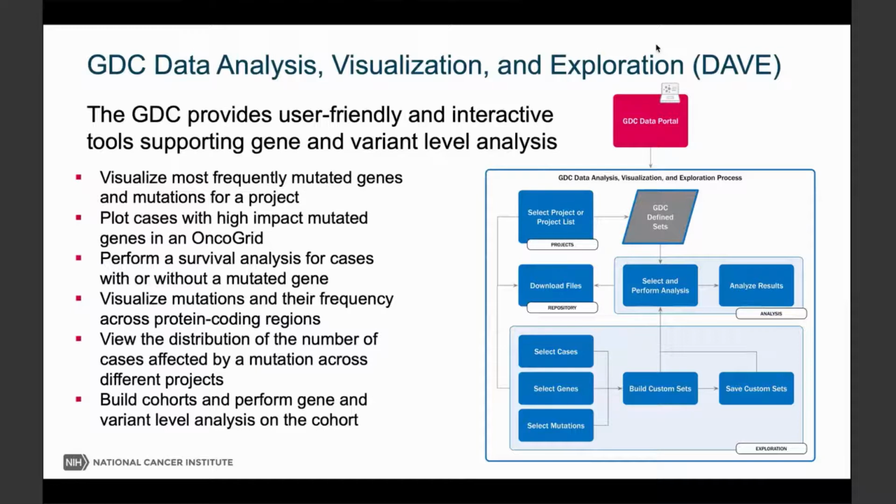We're going to plot cases or patients with high impact mutated genes. We will perform survival analysis for cases with or without a mutated gene. We can visualize mutations and their frequency across protein coding regions. We will show you how to view the distribution of the number of cases affected by mutation across different projects. We will build cohorts and perform gene and variant level analysis on the cohort.